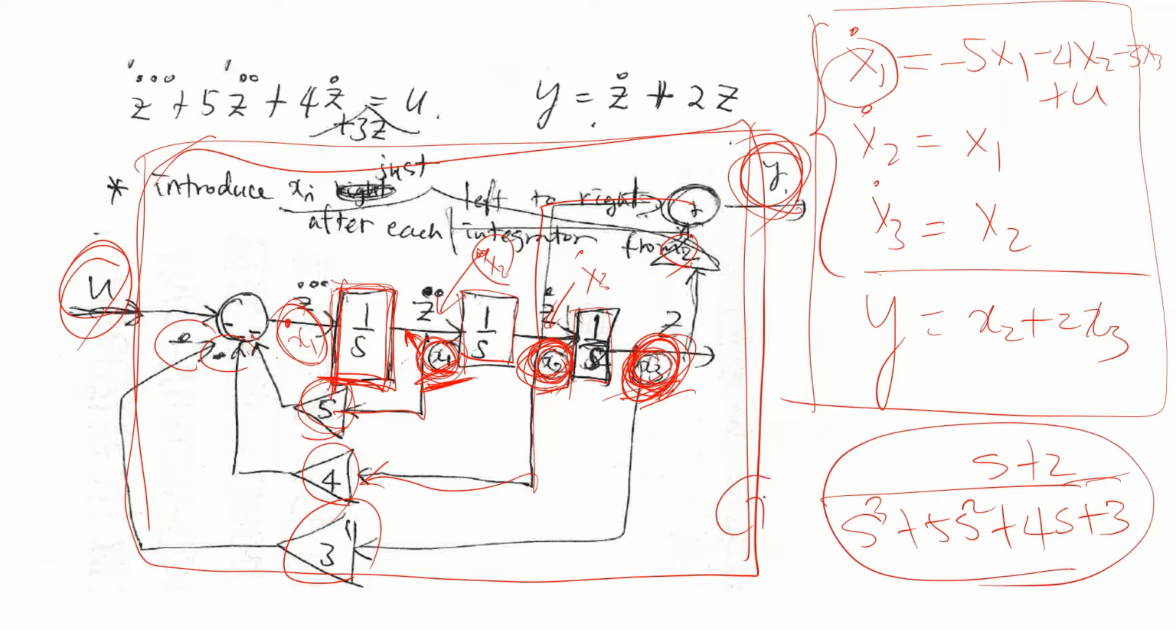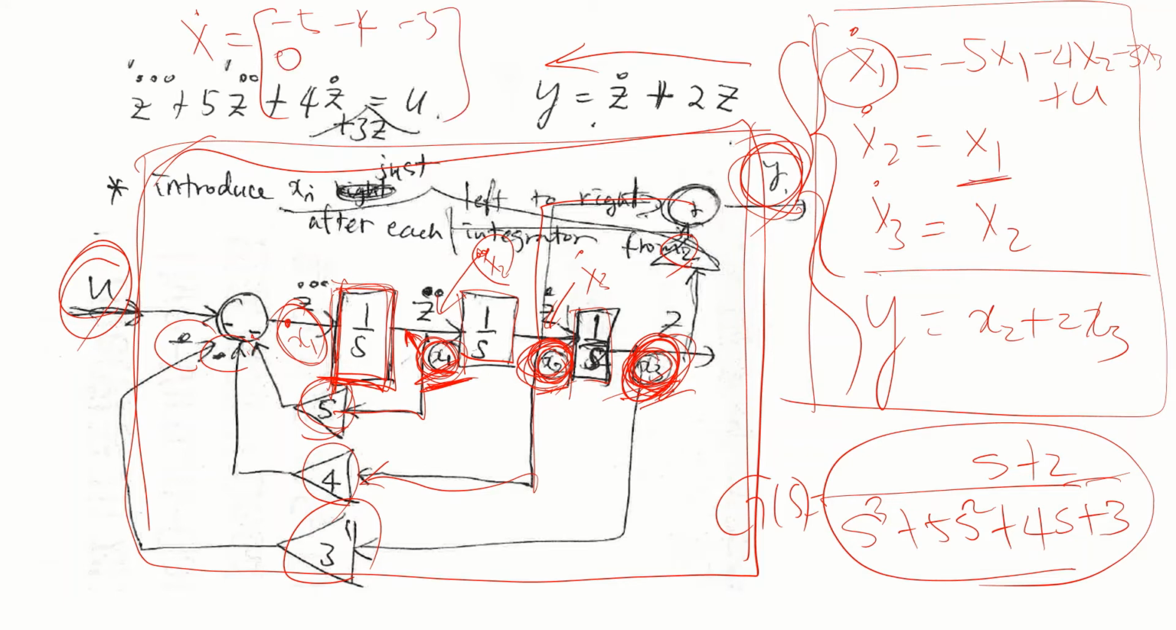Okay, and now we have the state model like this, but we have to write this in matrix form. In matrix form, x dot will be minus 5, minus 4, minus 3, and 0, 0, 0, sorry, it's 1, 0, 0, 0, 1, 0, times x, plus 1, 0, 0 times u.